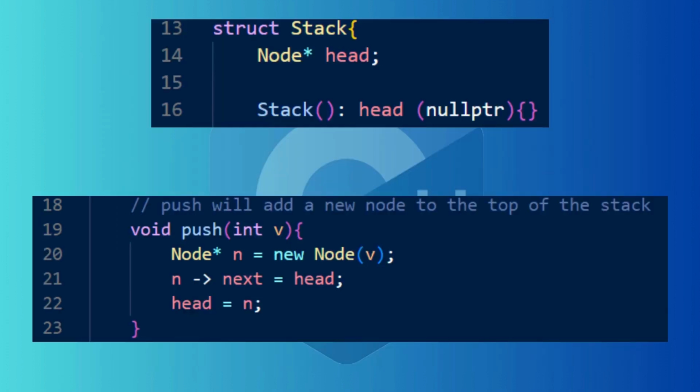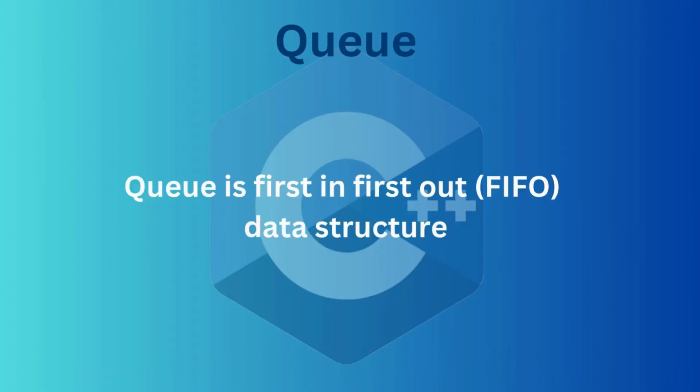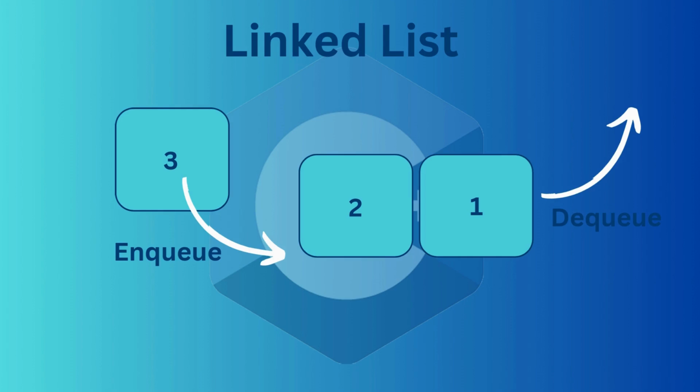Okay, so now after that, let's see the queue. Queue is a first in, first out data structure, which means the first element we put in will be the first one to be out. So it is very different from the stack. Here is the graph or simple example of a queue. Sorry, I didn't change the heading here. It will be queue, not list.